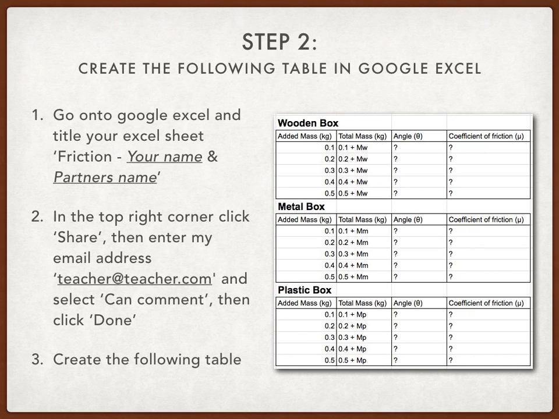The next step is to go onto Google, type in Google Excel and create a spreadsheet. I want you to title it friction and then put in your name and your partner's name. After this, in the top right corner, click share, then enter my email address and select can comment, then click done. Once you've done this, create the following table I've shown here. You'll be filling out the angle and coefficient columns as you go and complete the activity.